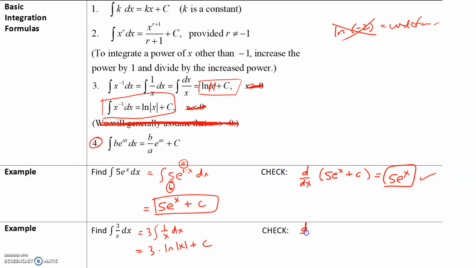If I check, take the derivative of 3 times the natural log of absolute value of x plus c. By the formula we learned in the previous section, the natural log of x, its derivative is 1 over x, so this gives you 3 times 1 over x. Derivative of a constant is 0, so this just equals 3 over x.